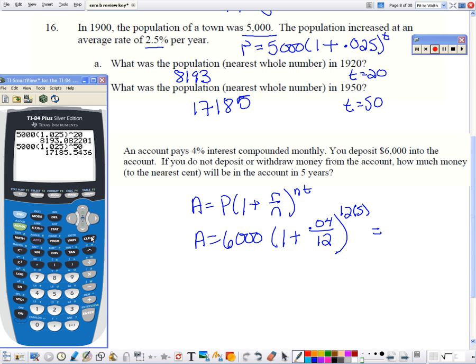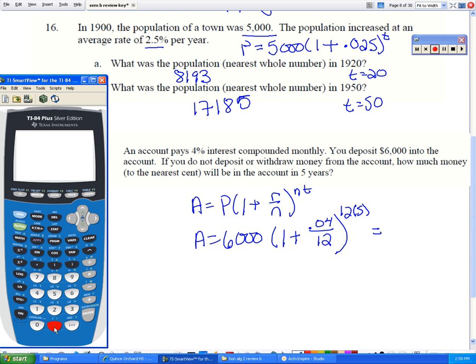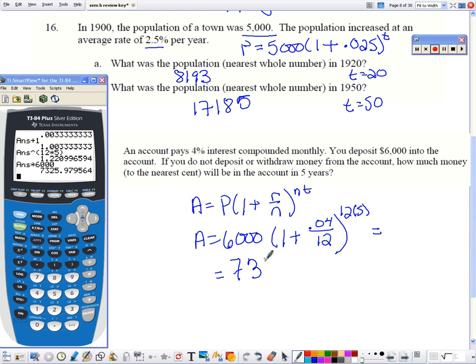So again, we're going to use our calculator. I start on the inside of my parentheses and work my way out so that I make sure the calculator understands what order I want the operations to be done in. So to the nearest cent, $7,325.98.